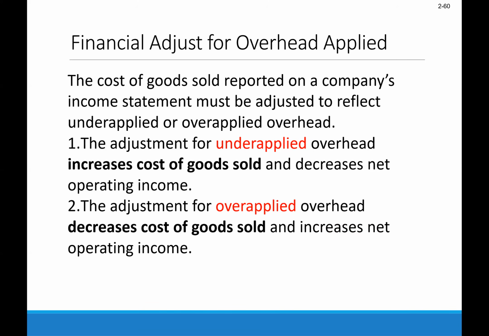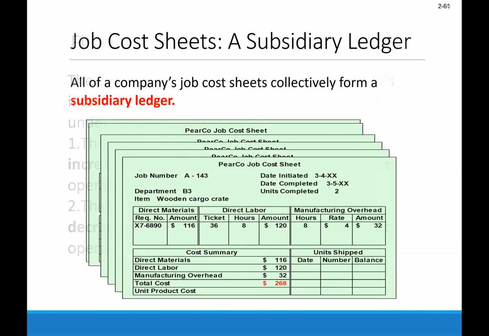The adjustment for underapplied overhead increases cost of goods sold and it decreases net income. And it makes sense. If we underapplied overhead, that means we didn't take enough cost, enough expense. So when we adjust for it, we're going to have more cost, less operating income. The adjustment for overapplied overhead decreases cost of goods sold and it increases net operating income.